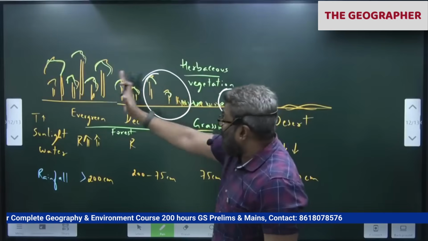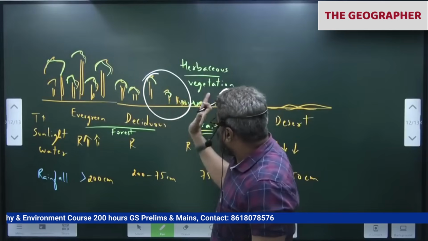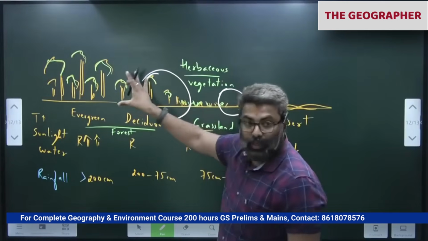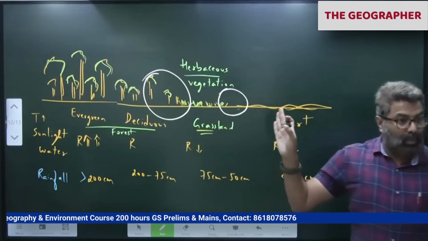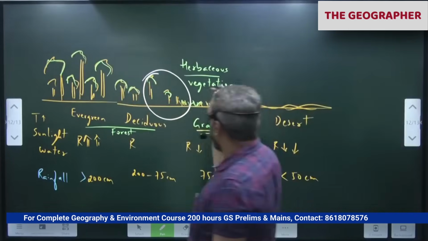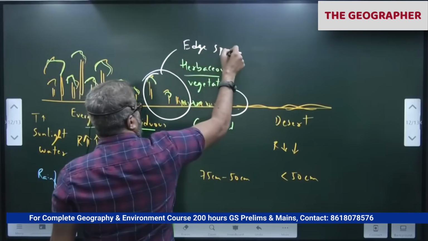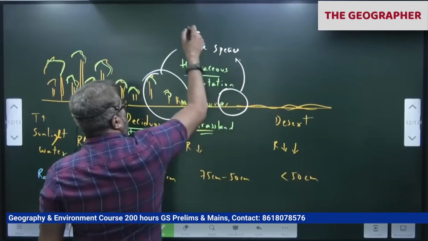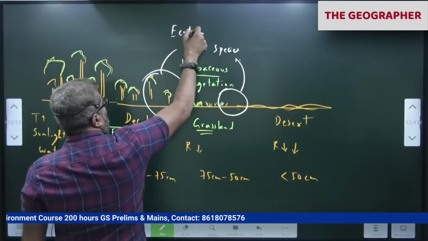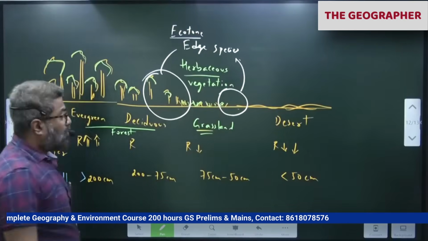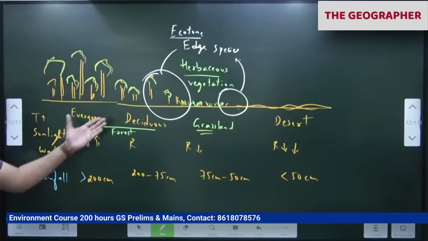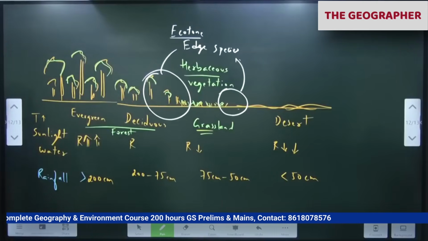The species which live on the edge are edge species. Remember this, edge species. Many species can be found here. These are ecotones: zone of tension between two biomes, this biome and that biome, that biome and that.